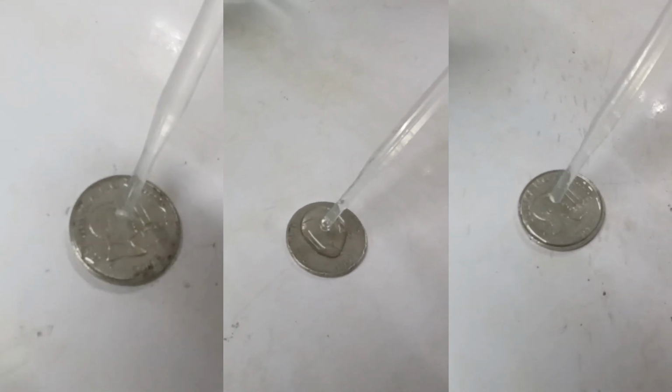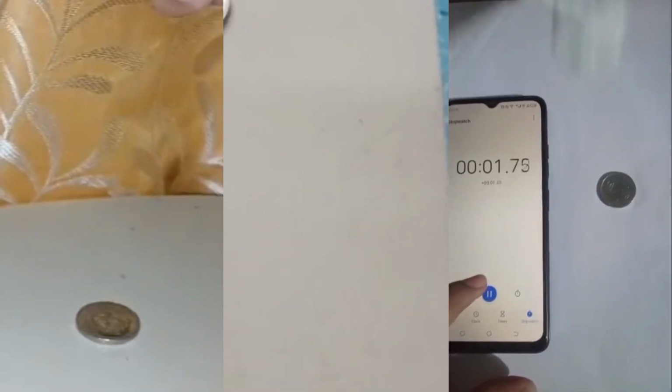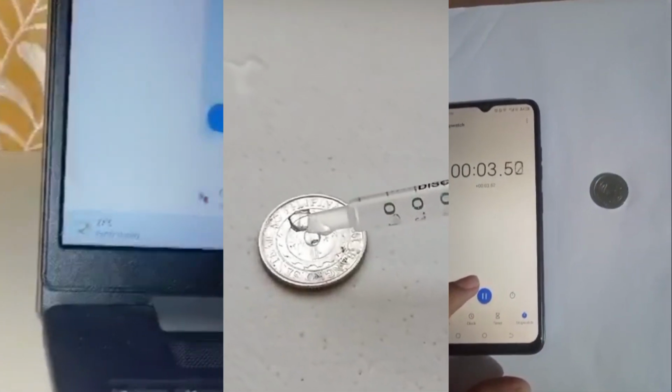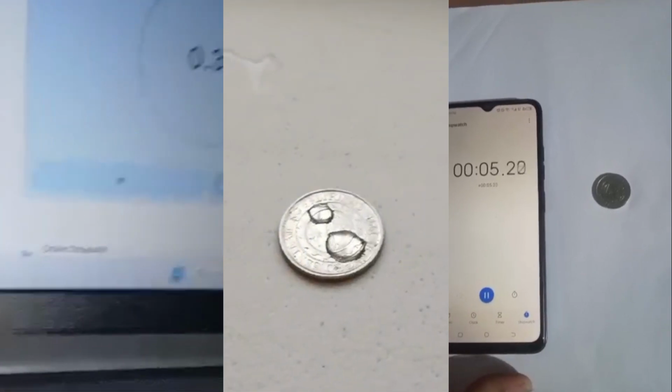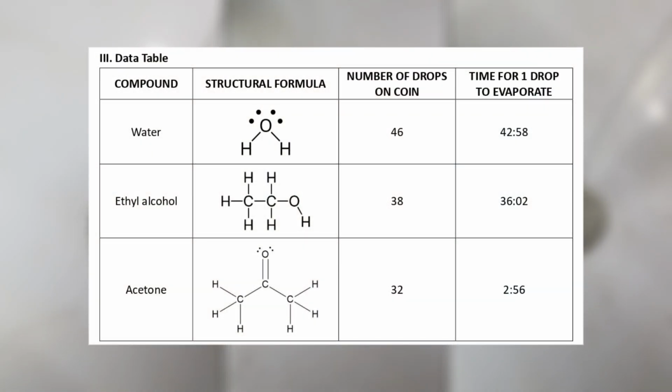In another set of coins, add 1 drop for each liquid. Then, record the time it takes for 1 drop to evaporate for each liquid on the data table. This is the data table we have created after the experiment.